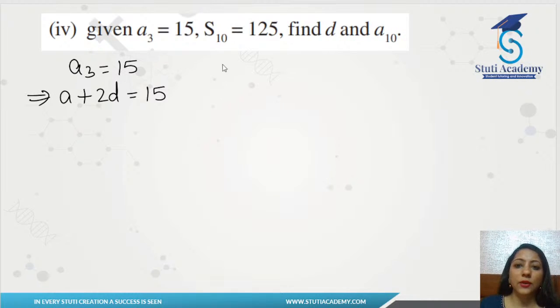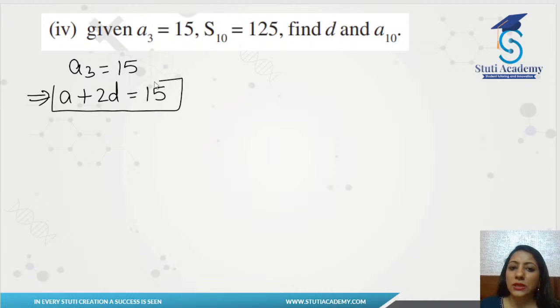Now, A we don't know and we also don't know D here. So we've actually got a relation between A and D here. We've got A plus 2D is equal to 15. We don't know A, we don't know D, we cannot proceed further. So for the time being, we are going to keep this equation aside and we might be using this in the next step. Coming to S10 is equal to 125.